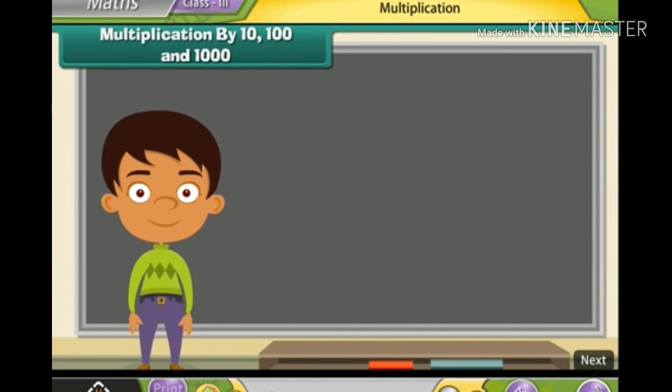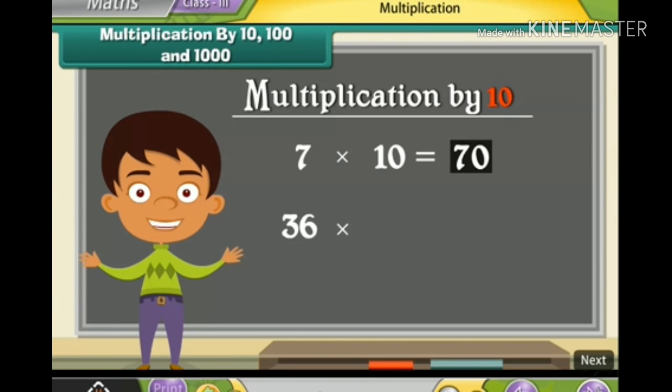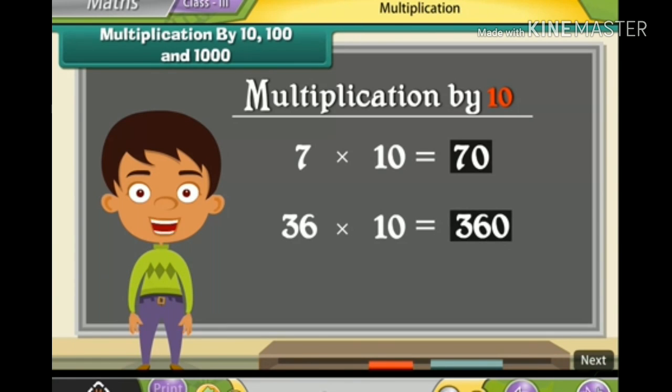Let us now learn how to multiply numbers by 10, 100 and 1000. When we multiply a number by 10, we add the 0 in the 10 to the right of the number to get the result. Let us multiply 7 by 10. Add 1 0 to the right of 7 to get the result as 70. By the same logic, 36 multiplied by 10 is 360. 47 multiplied by 10 is 470.